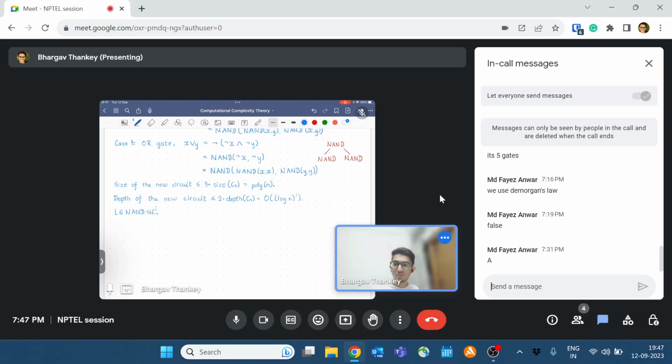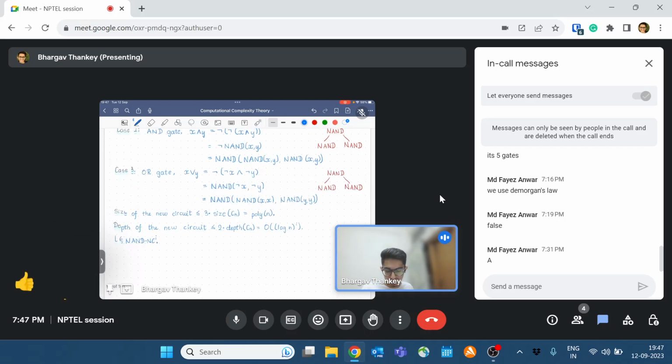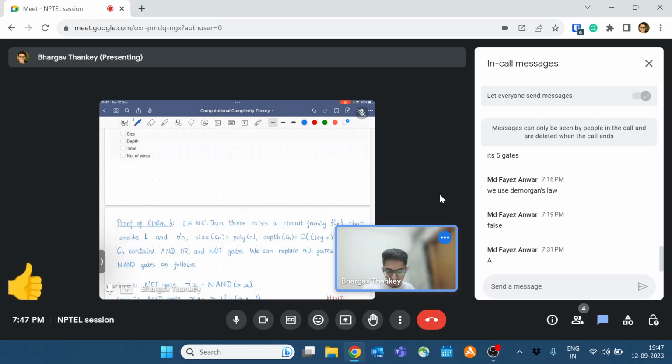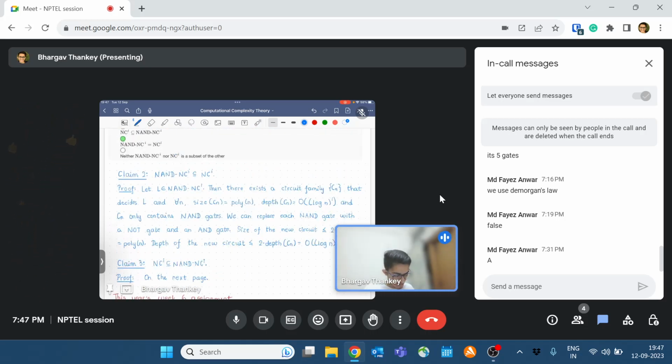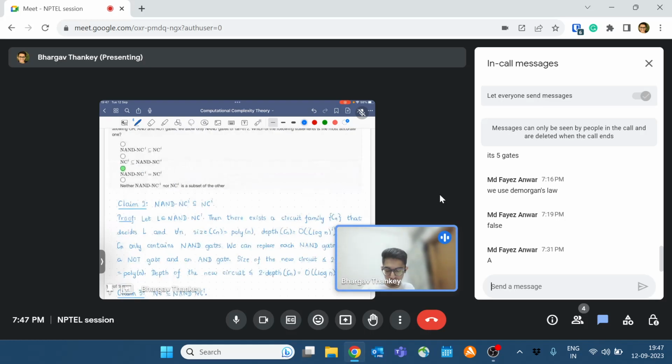Yeah. So is this fine? Yeah. So we have shown that NAND NCI is in NCI as well as NCI is in NAND NCI. So both are equal and option C is correct.